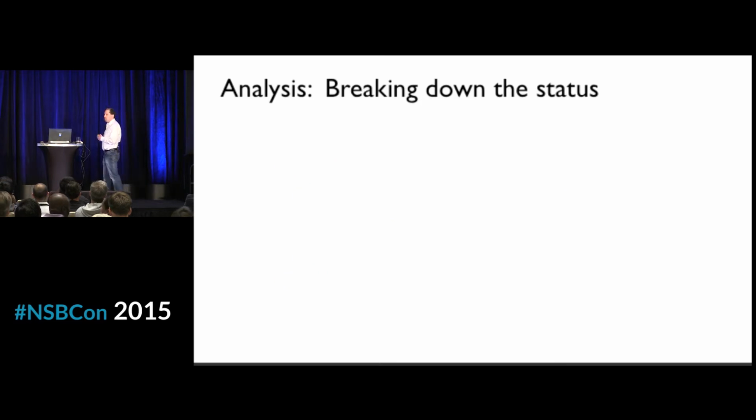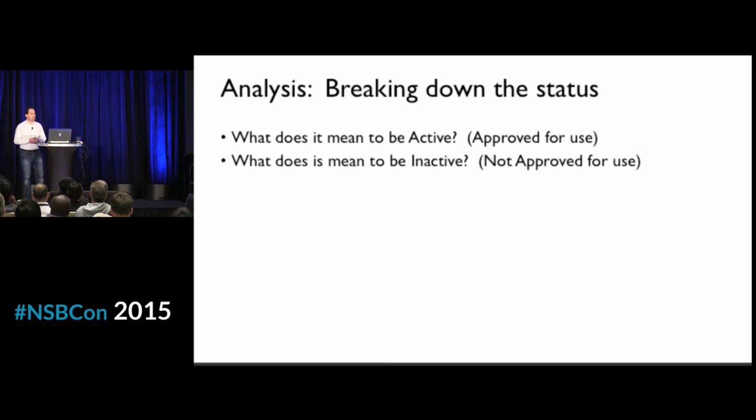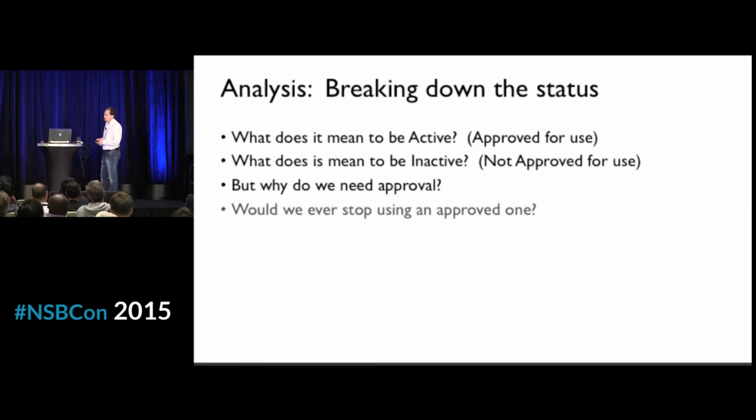What exactly does it mean to be active or inactive? What we learned was it was really about being approved or not approved for use. But why do we need approval? As it turns out, approval is a fairly common idea in this domain for a lot of different reasons. I'll give two of them. One, we might be addressing regulatory concerns. Or two, we might be trying to mitigate the risk of someone doing something that'll result in a negative business consequence.